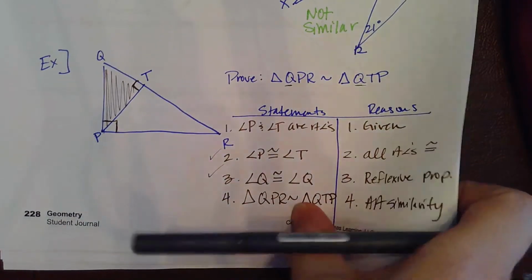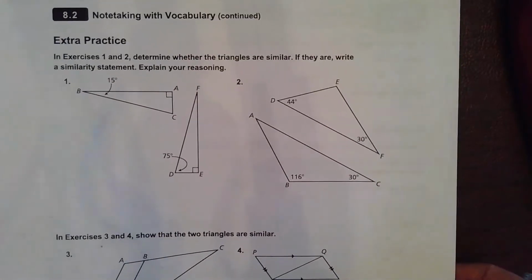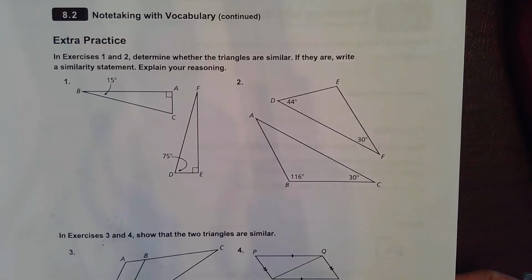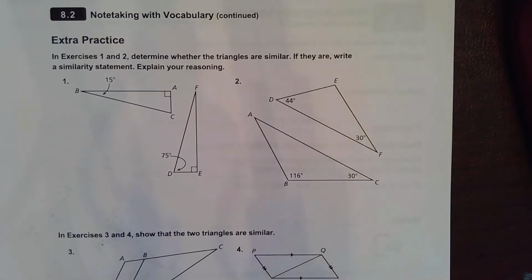All right, let's try some more. Let's flip it over to page 229 on your practice, and this is just extra practice. So we're just going to go through some examples. Numbers 1 and 2 say determine whether the triangles are similar. If they are, write a similarity statement and explain your reasoning. So what this is basically asking you to do is to justify how you know these triangles are similar or not similar. So it's basically a proof without actually doing a proof.